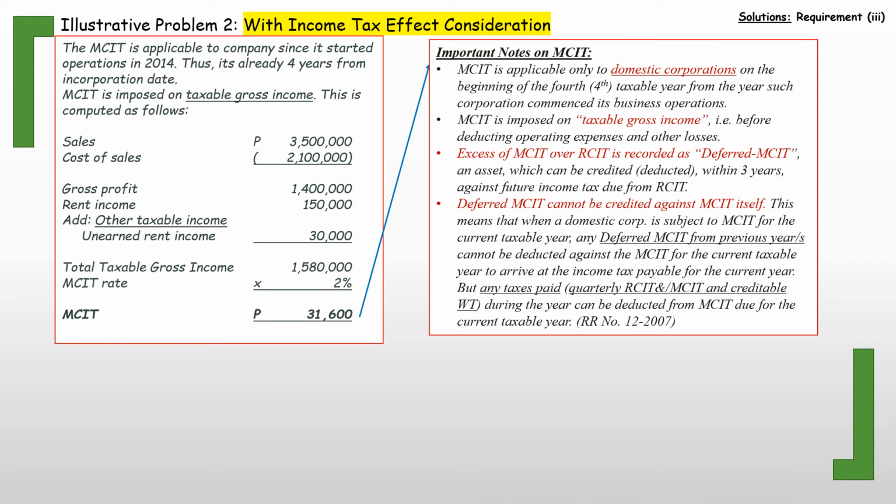Deferred MCIT cannot be credited against MCIT itself. This means that when a domestic corporation is subject to MCIT for the current taxable year, any deferred MCIT from previous years cannot be deducted against the MCIT for the current taxable year to arrive at the income tax payable for the current year. But any taxes paid, yung mga quarterly RCIT and MCIT and creditable withholding tax during the year, can be deducted from MCIT due for the current taxable year. This is in accordance with Revenue Regulation Number 12, 2007.